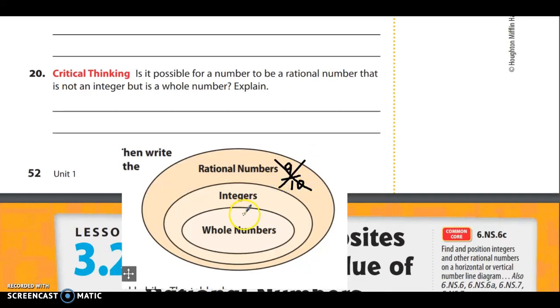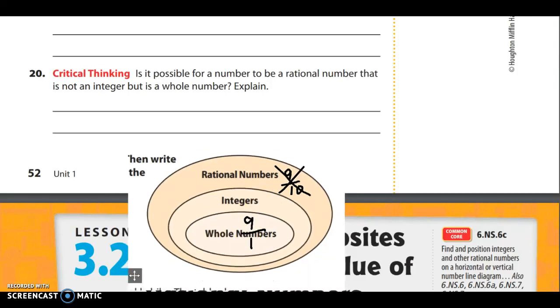How about a whole number like positive 9? Is positive 9 a whole number? It is. Is it also a rational number? It is, because I could put 9 over 1. Is it also an integer? Well, it actually is, because integers are positive or negative whole numbers. So, here's the question. Can it be a whole number and a rational number, but not an integer? And the answer is no, it can't.